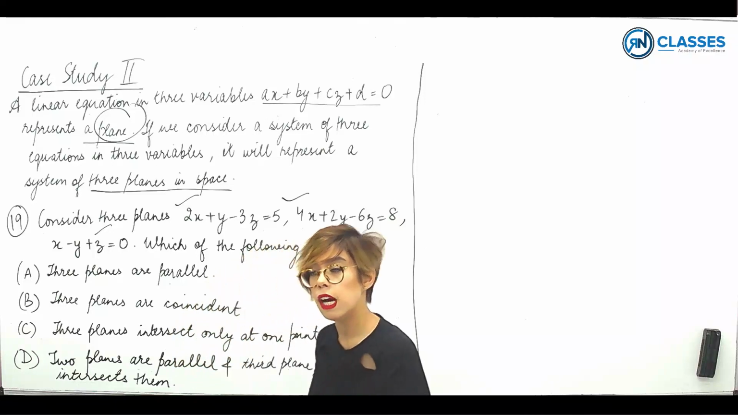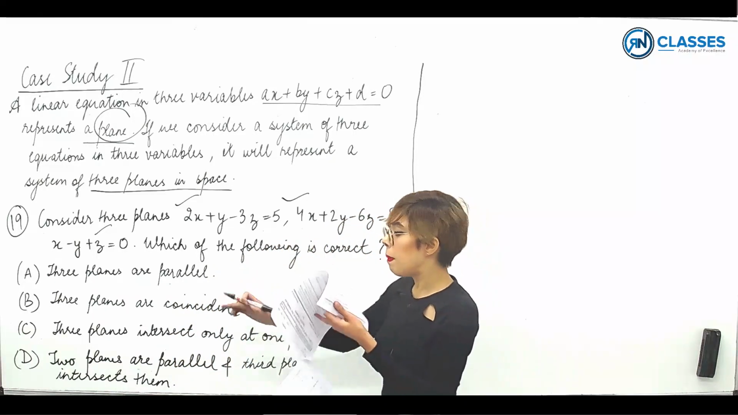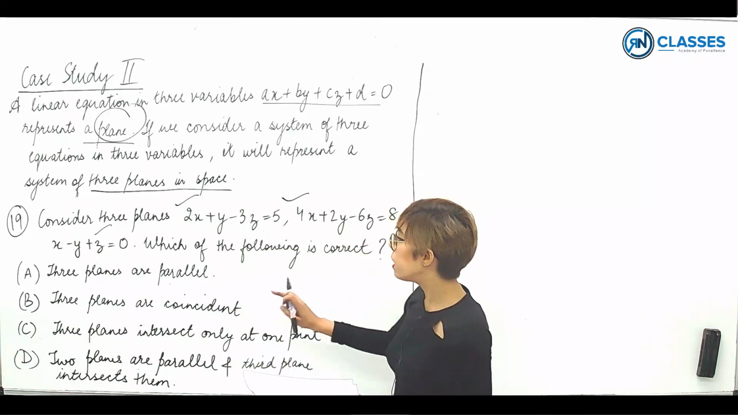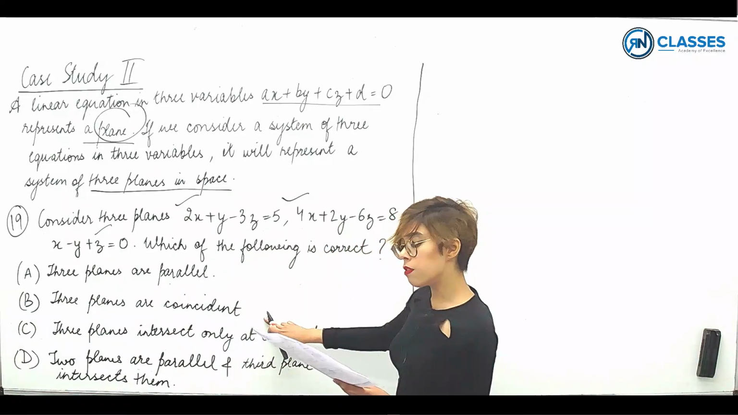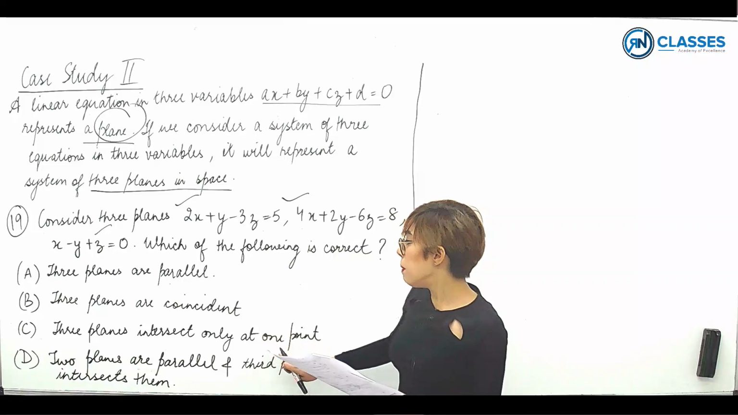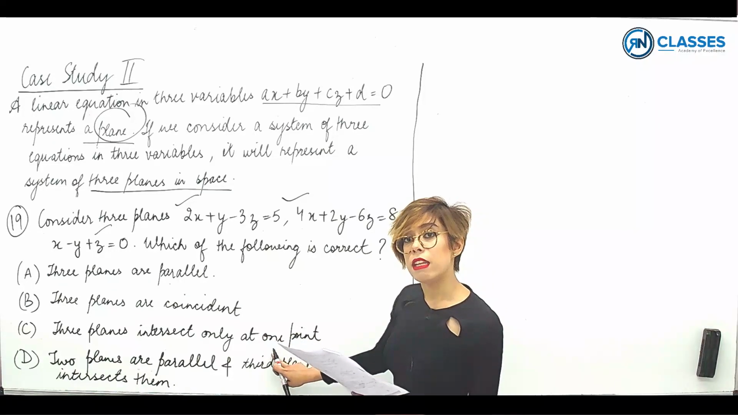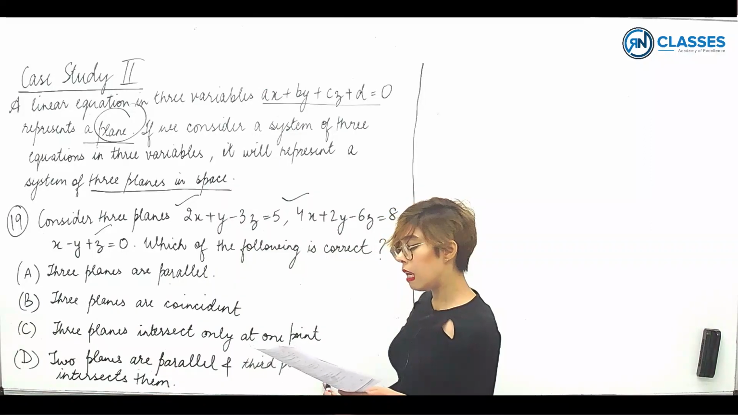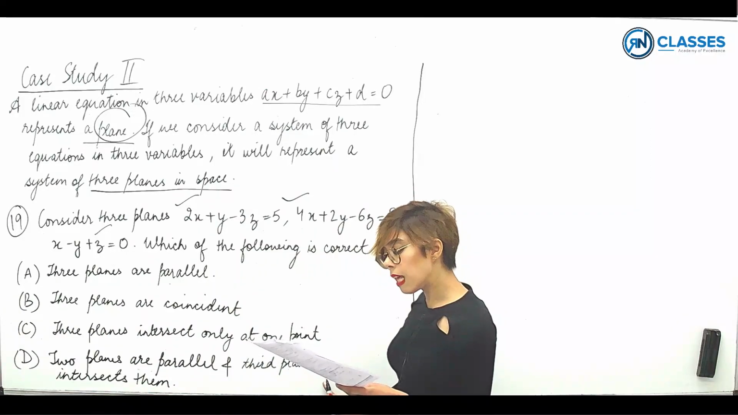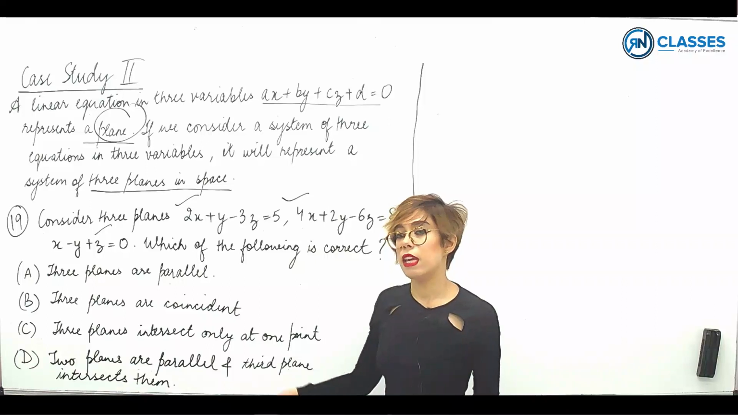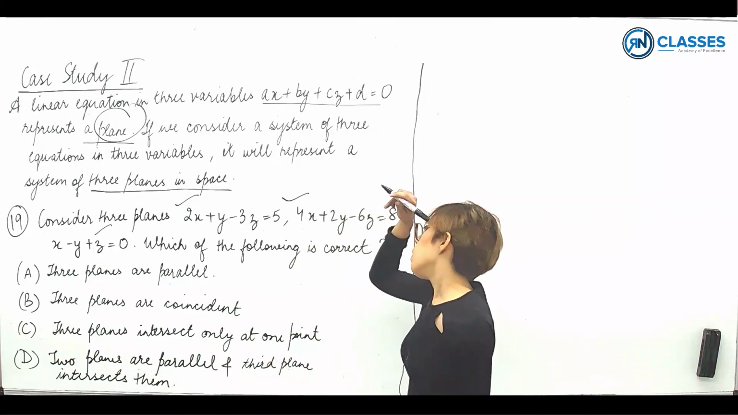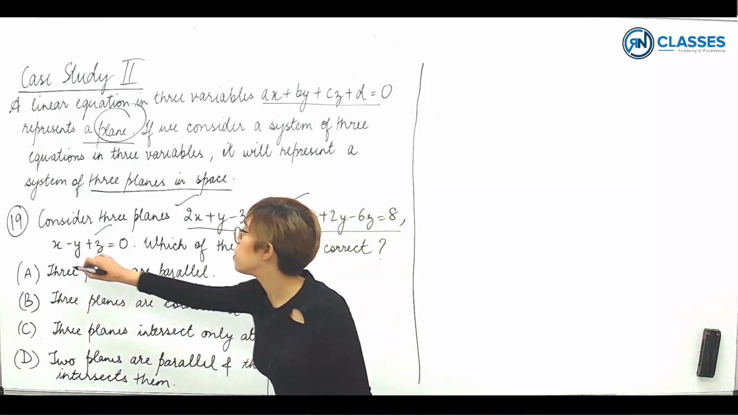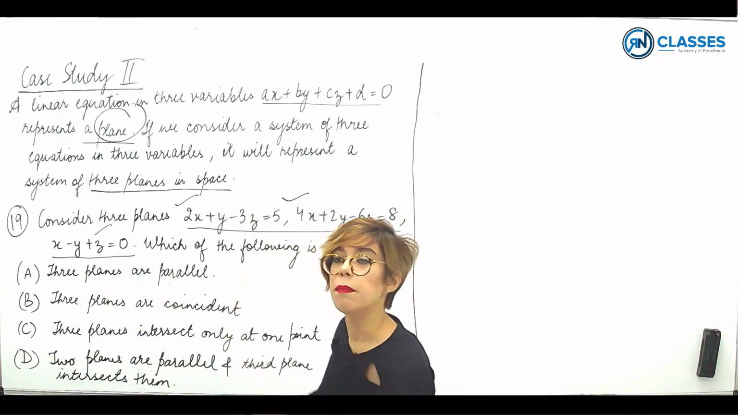Now, first of all, if I ask you, three planes are parallel, that is figure number 4. Right, so we understand that. Three planes are coincident, that means figure number 3. Three planes intersect only at one point, that is figure number 1, good. Then two planes are parallel and third is intersecting them, that is figure number 6. So I can visualize it. Cool. Now I need to see which of the 4 options satisfy for this system.